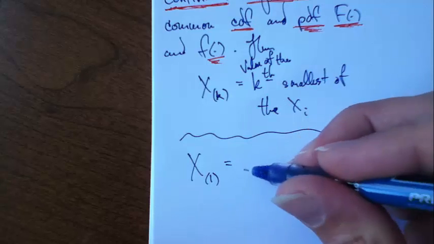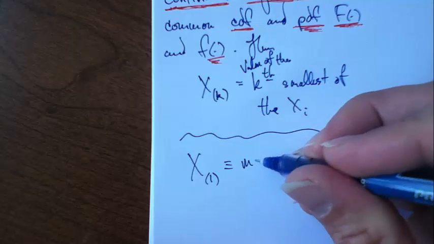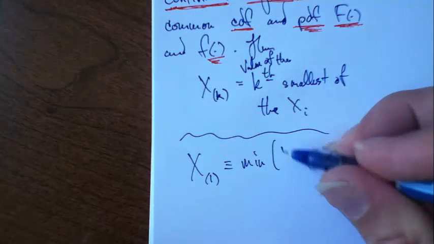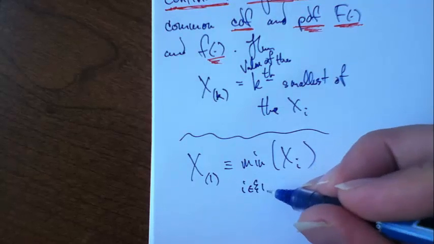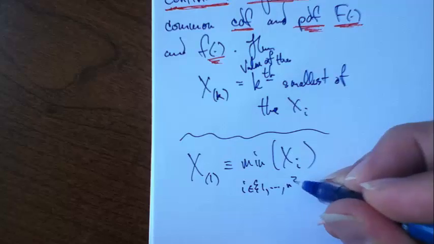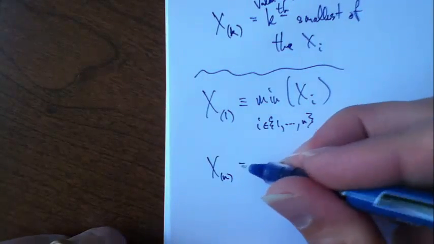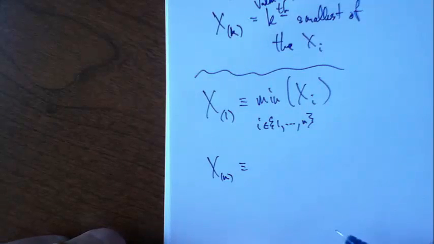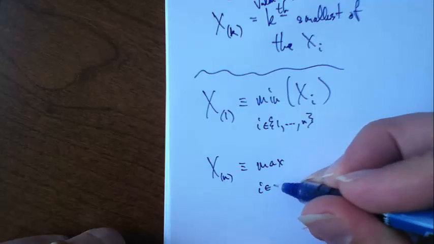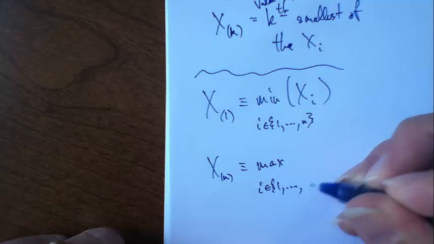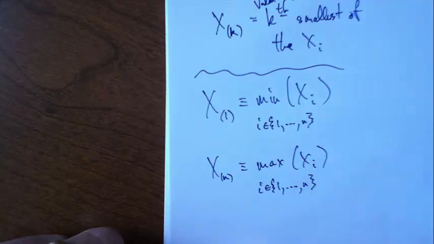Like, for example, x(1), defined with the 1 in parentheses in the subscript, is just shorthand notation for the minimum of all the xi's in the set from 1 to n. Okay? And then the maximum I could also write as just x sub n in parentheses, like that. This is the maximum over all i, 1 to n, of the xi. Okay?